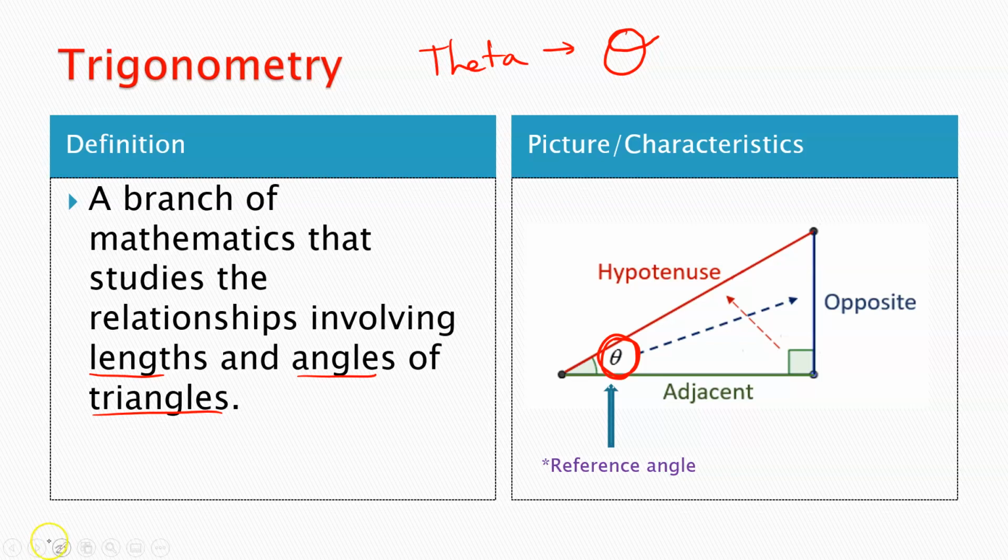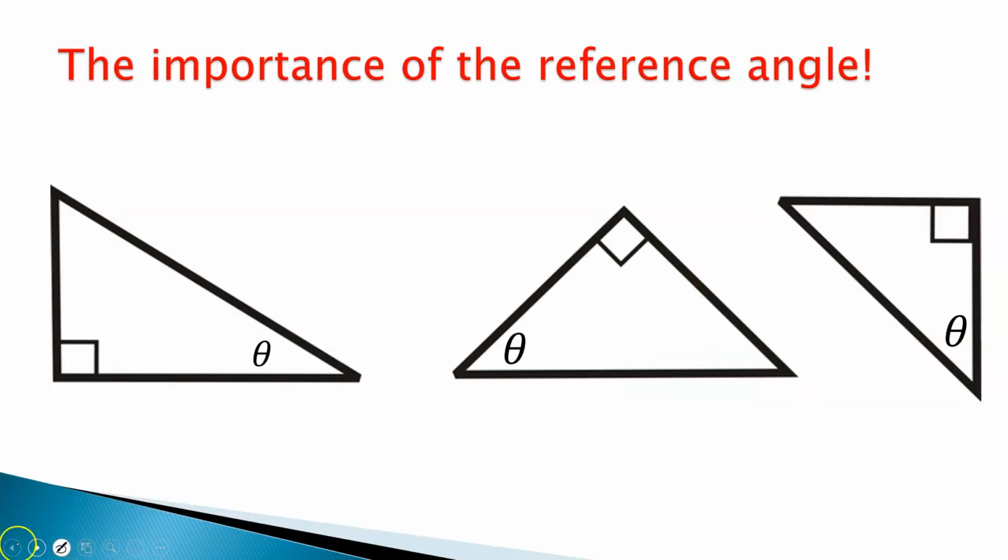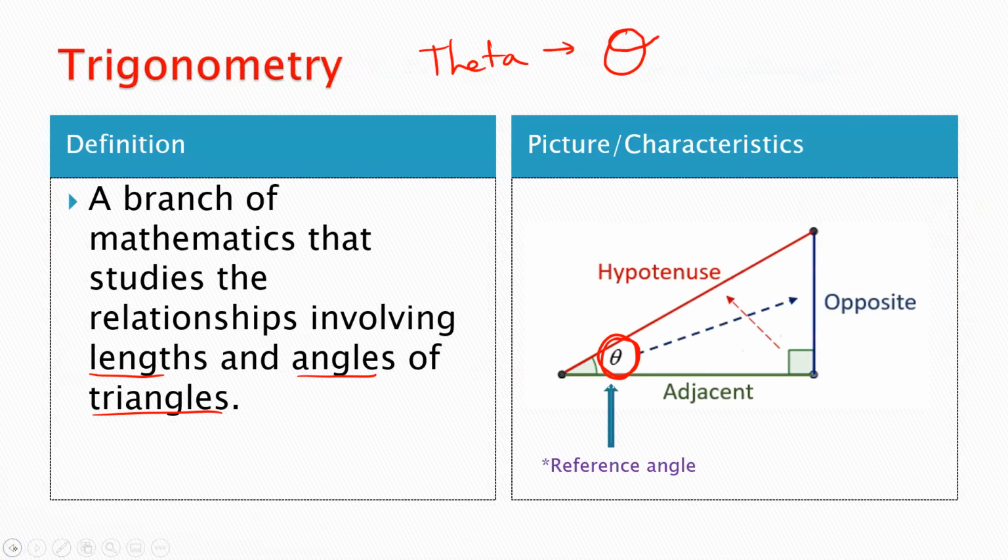Okay, so moving forward here. Whoops, I forgot to mention one thing. This reference angle is really, really important. That theta is super important. That is going to tell you which is your opposite side and which one is your adjacent.